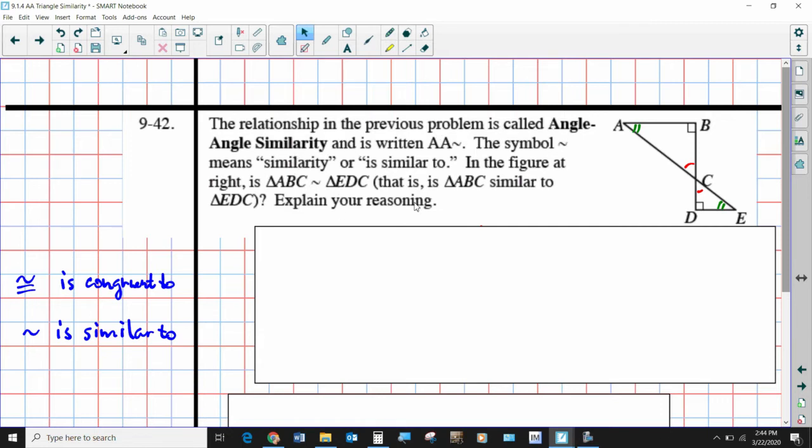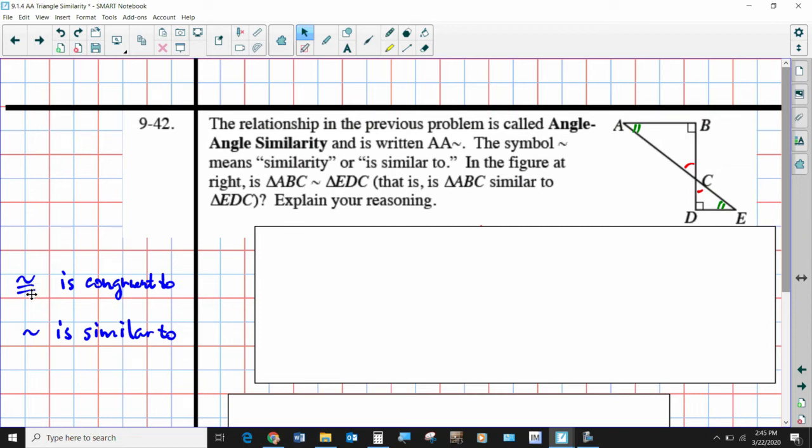All right, so the relationship in the previous problem is called angle-angle similarity. Go ahead and read through this. In this figure here, we're trying to determine whether or not triangle ABC is similar to triangle CDE or EBC. It doesn't really matter the order that we put those. So how could we prove it? Well, let's take a look at this.